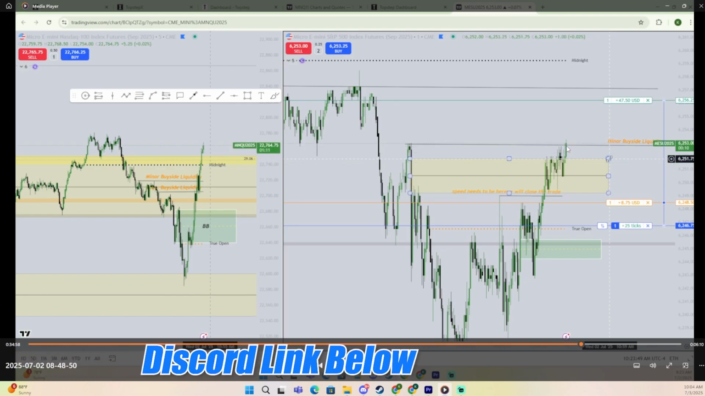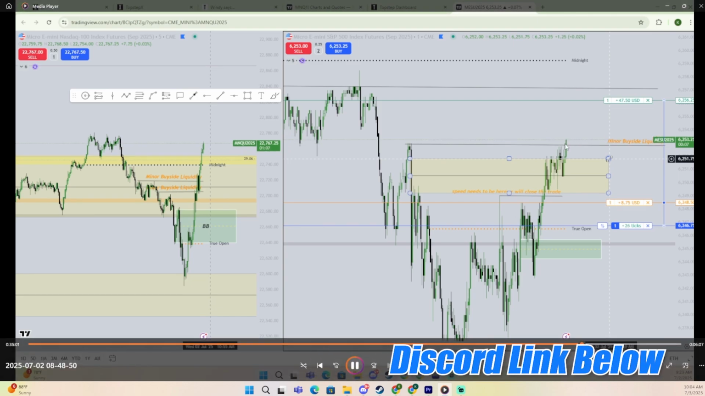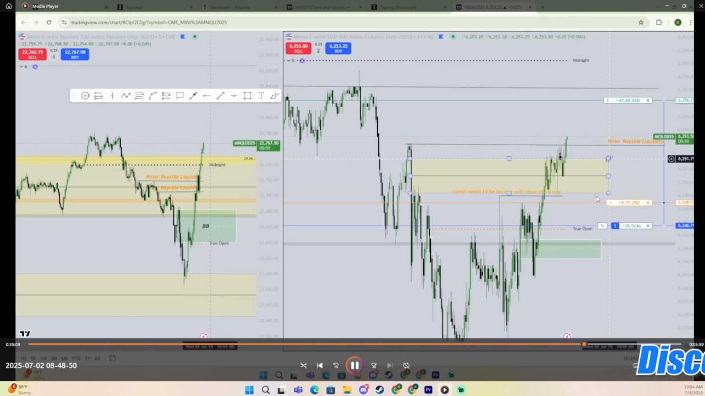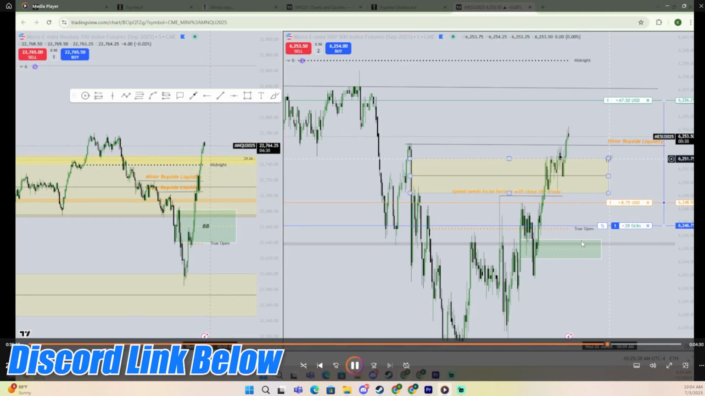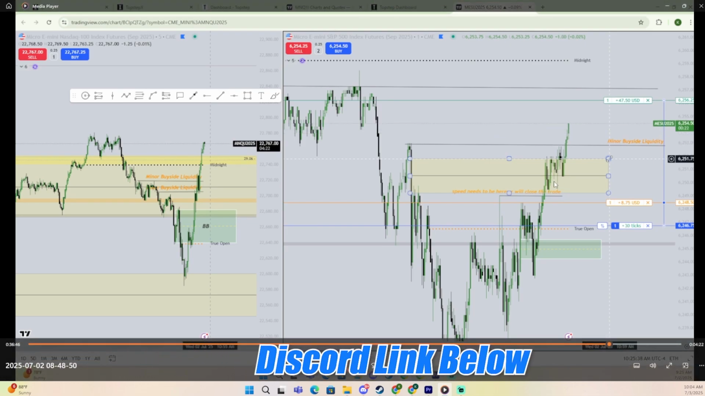Then we close above here. I was telling myself in real time that when we close above here, I'm going to move my stop, I think either at this inversion fair value gap. Let me see if I moved it up. No, I just kept it. Okay, so I just kept it below this inversion fair value gap and this.